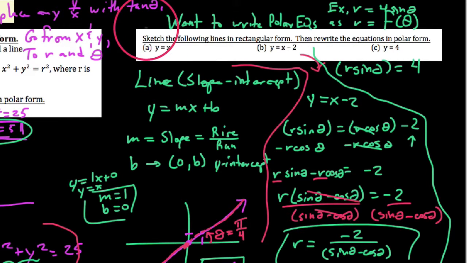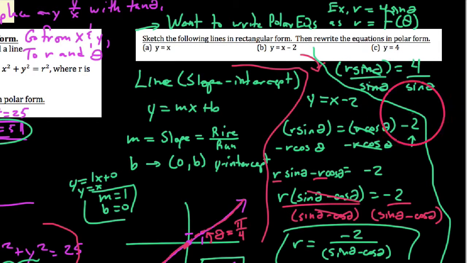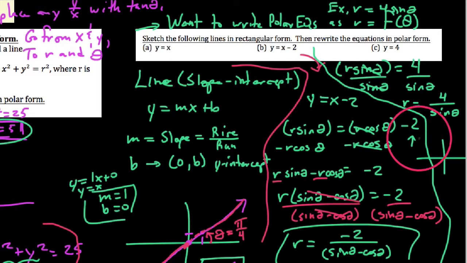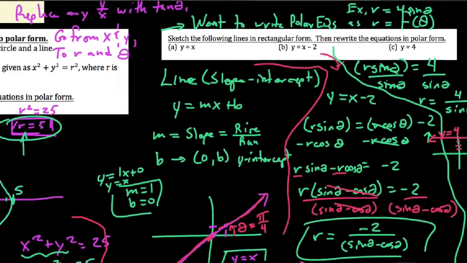Now, remember what I mentioned up here, we want to write our polar equations as r as a function of theta. So what we want to do is isolate r, get r by itself. We're going to take both sides of this equation and divide by the sine of theta. And so what we end up with is the equation r equals 4 over the sine of theta. To graph y equals 4, that's an interesting situation. We're graphing in rectangular form the line that contains all the points having a y value of 4, in other words, a horizontal line. When we go graph this in polar form, we have 4 over sine of theta.